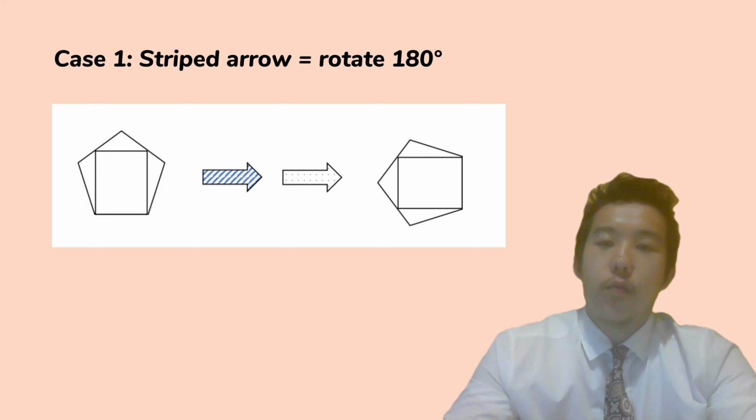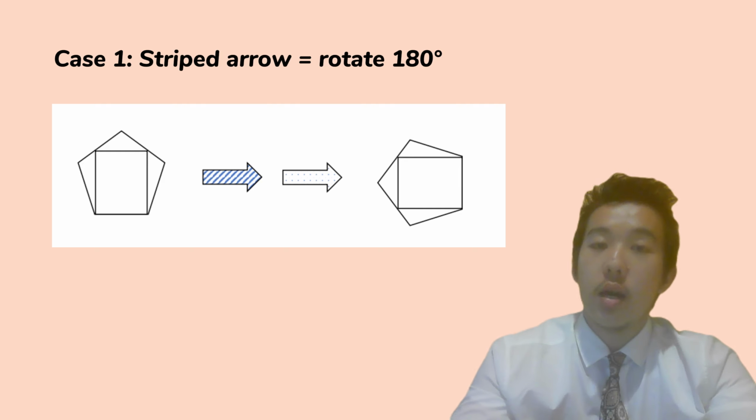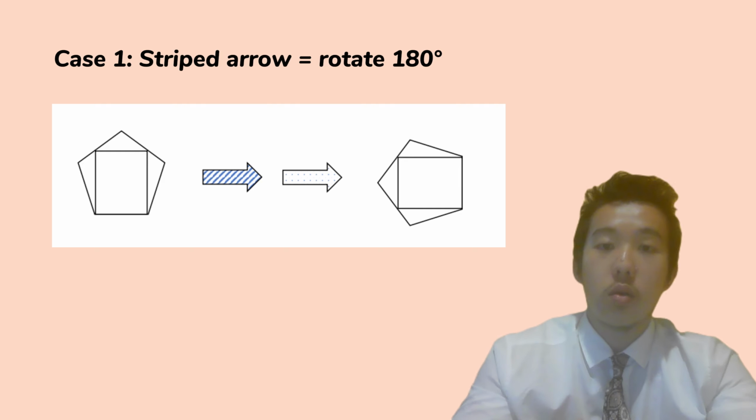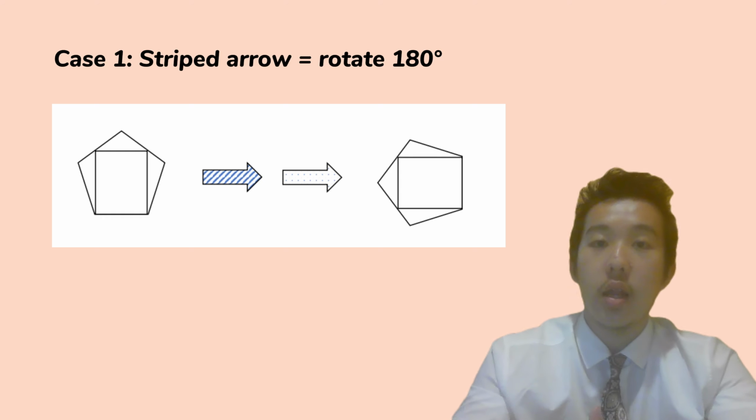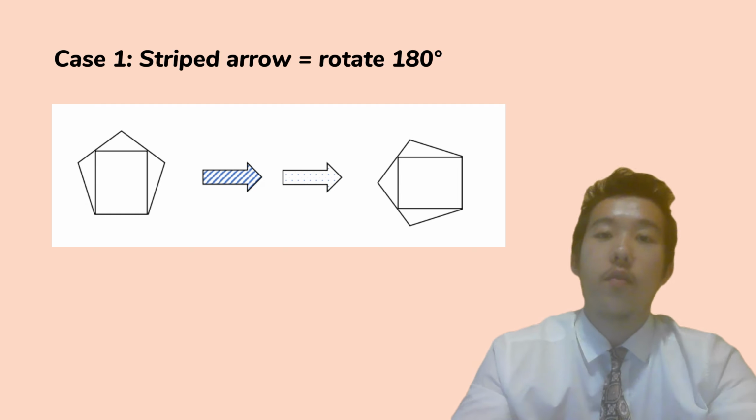So we're just going to start off with case 1, where we assume that a striped arrow means rotate 180 degrees. Keep in mind that this is just a case analysis. It's not saying that we know for sure it's rotating 180, but we're just assuming because we don't have much other information, and we're just going to go with that for now.